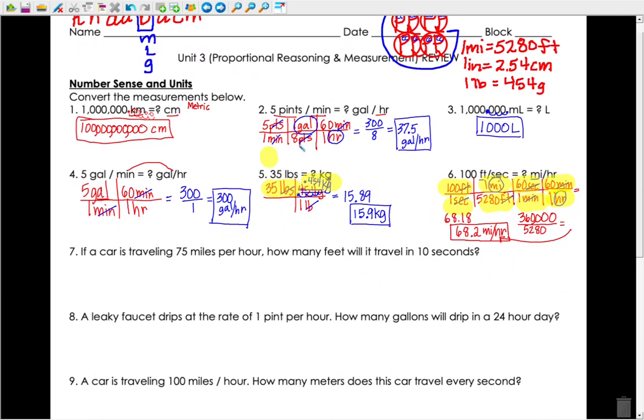Number 7. If a car is traveling 75 miles per hour, how many feet will it travel in 10 seconds? Okay. I want to set up my conversion table, placing 75 miles. Oh, my line is so crooked. 75 miles over 1 hour.